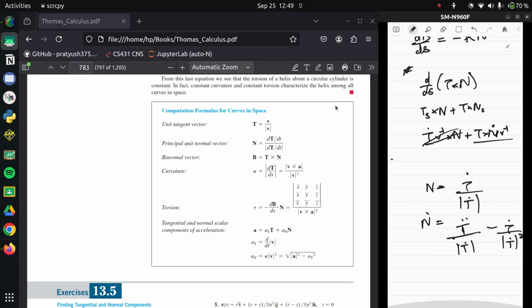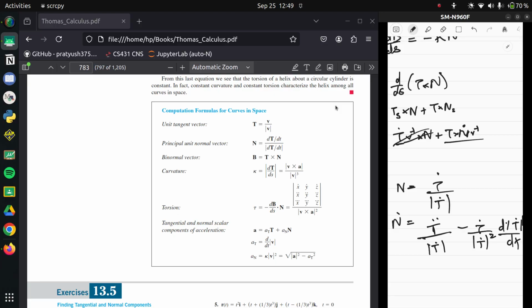Okay, so this is our n dot, so you're doing a t cross n dot, right? But then, yeah, so t cross t dot, that is okay. I mean, that's fine. What about t cross t double dot?